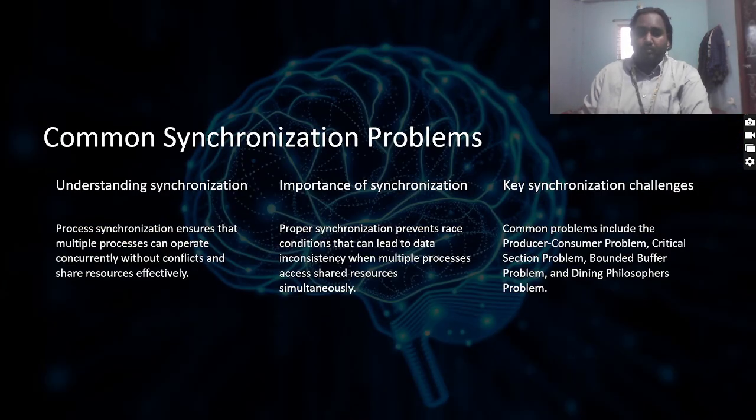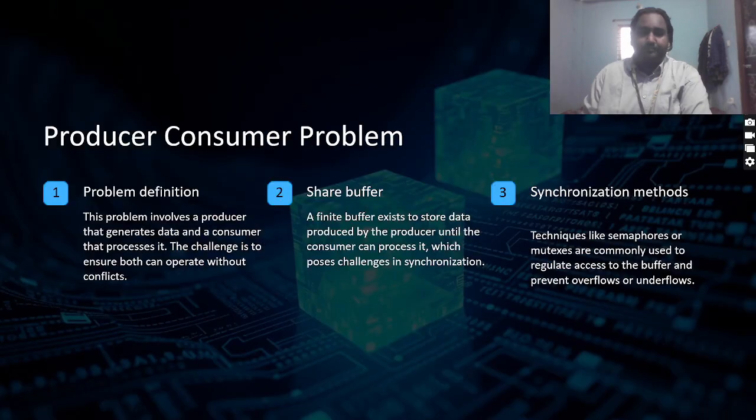Common synchronization problems. Understanding synchronization. Process synchronization ensures that multiple processes can operate concurrently without conflicts and share resources effectively. Importance of synchronization. Proper synchronization prevents race conditions that can lead to data inconsistency when multiple processes access shared resources simultaneously. Key synchronization challenges. Common problems include the producer-consumer problem, critical section problem, bounded buffer problem, and dining philosophers problem.